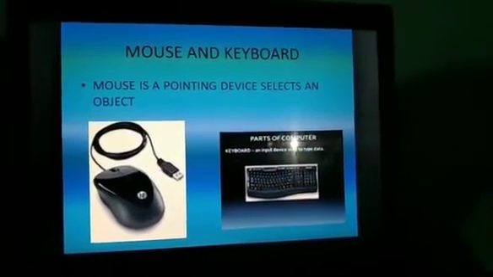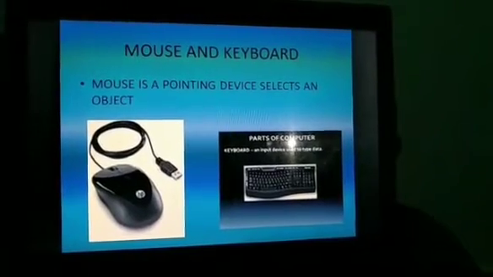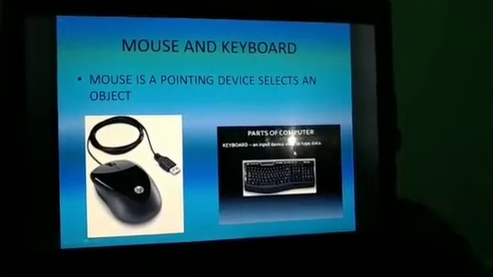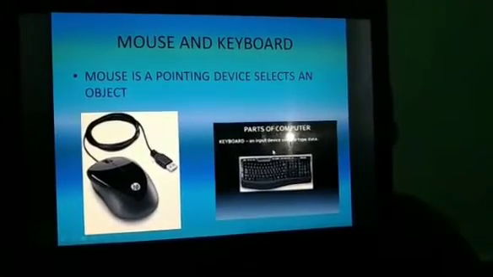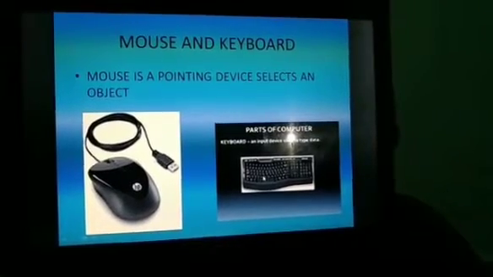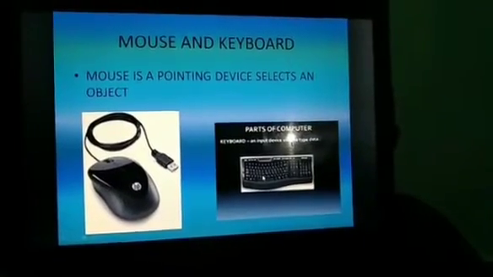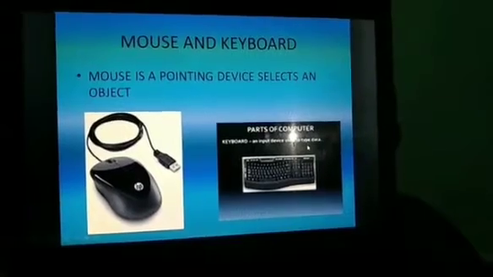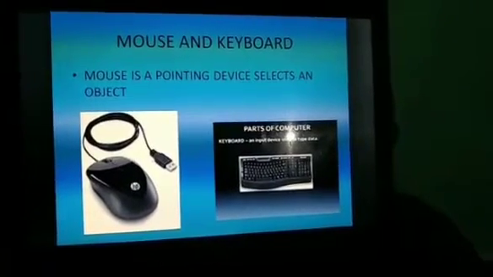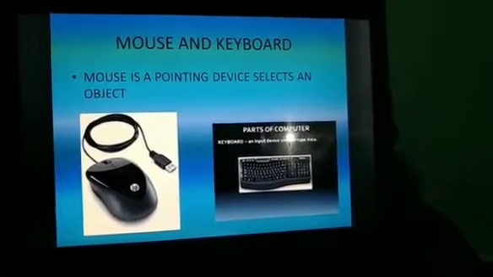Next, what is a keyboard? A keyboard is used to type text or numbers. See, under parts of the computer, it is an input device used to type text. Got it, children? A keyboard is an input device used to type text and numbers. We learned what a mouse and keyboard are and why we use them. Got it, children? Yes.